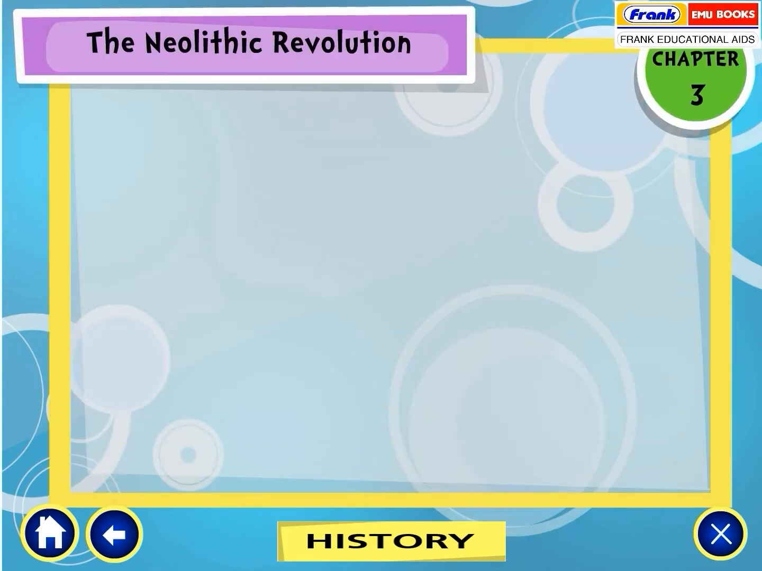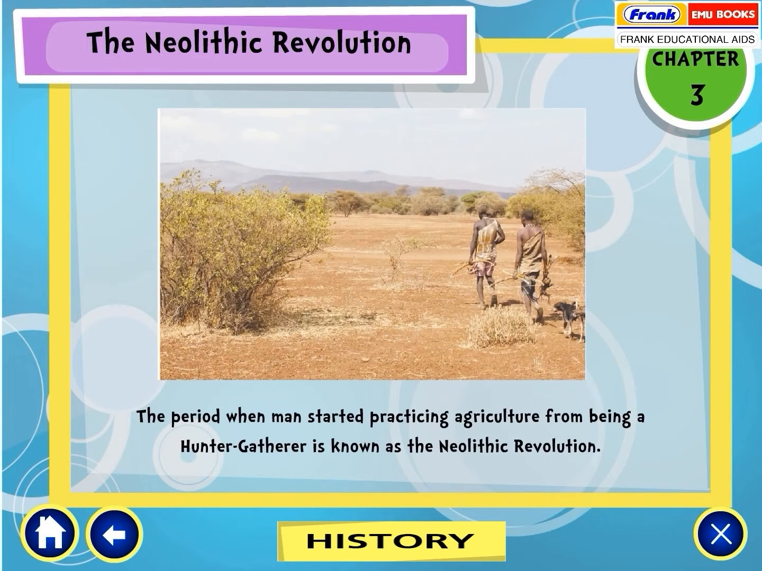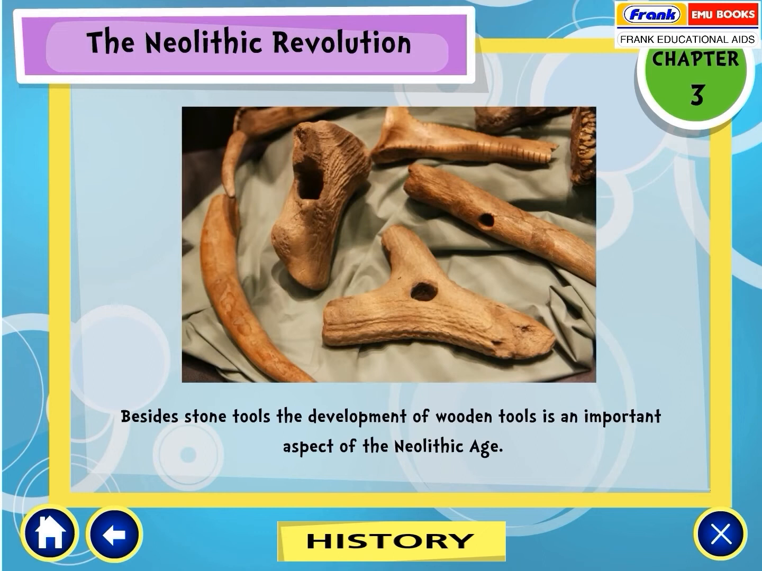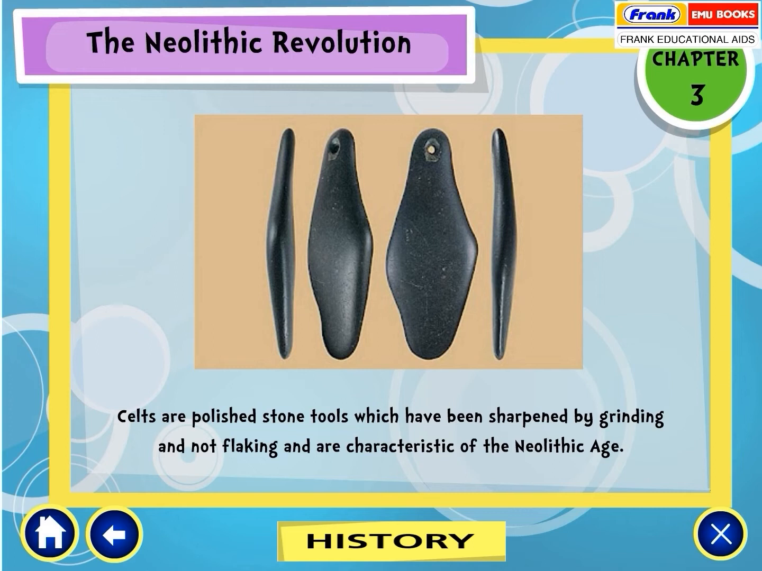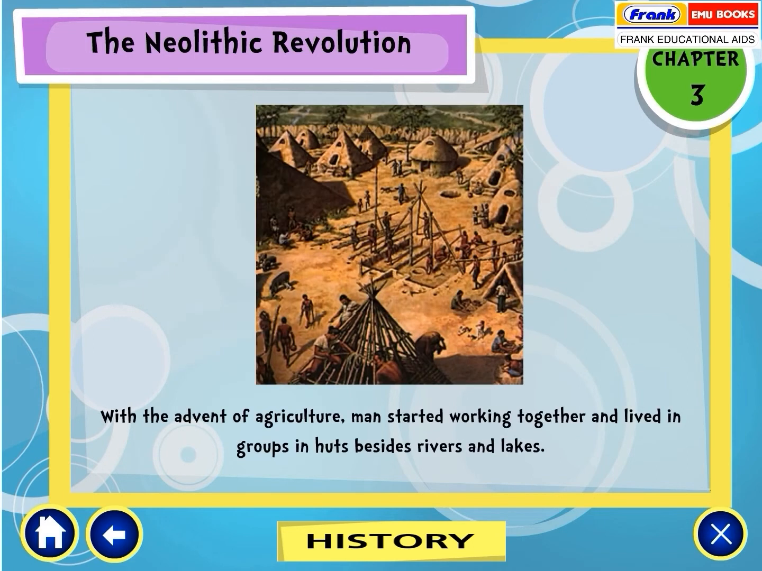The Neolithic Revolution. The period when man started practicing agriculture from being a hunter-gatherer is known as the Neolithic Revolution. Besides stone tools, the development of wooden tools is an important aspect of the Neolithic Age. Celts are polished stone tools which have been sharpened by grinding and not flaking and are characteristic of the Neolithic Age.